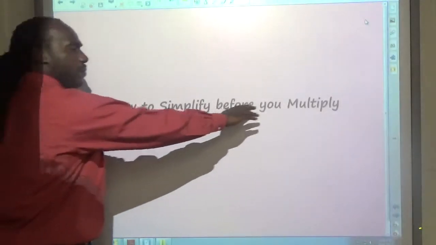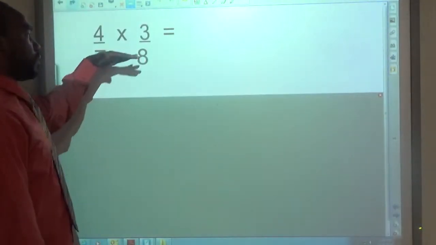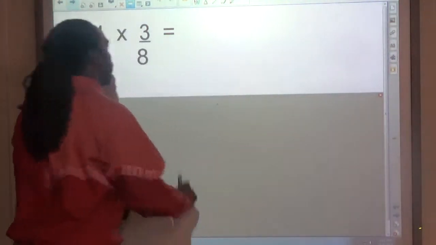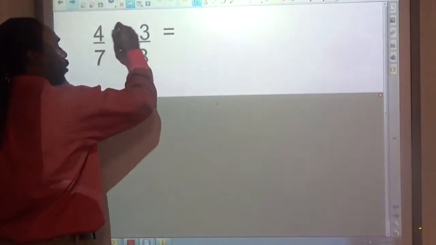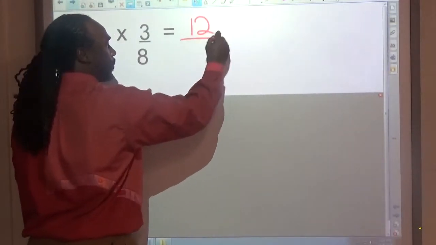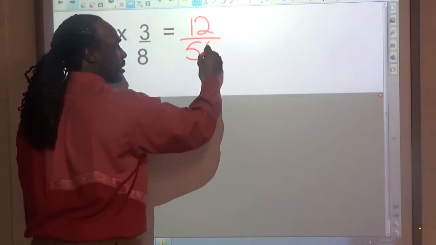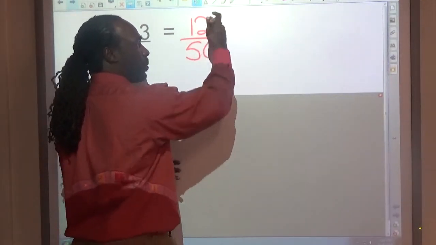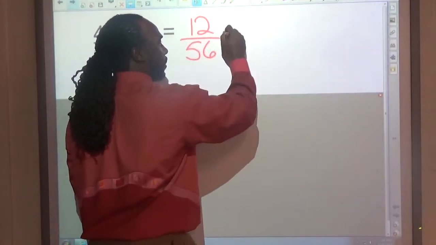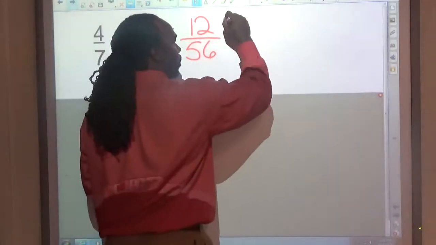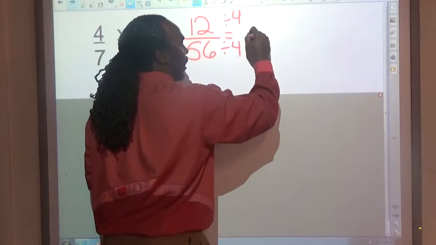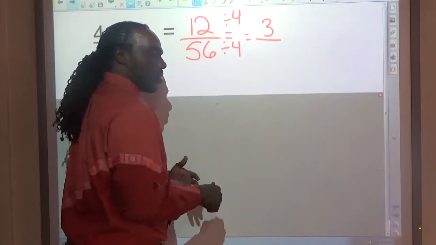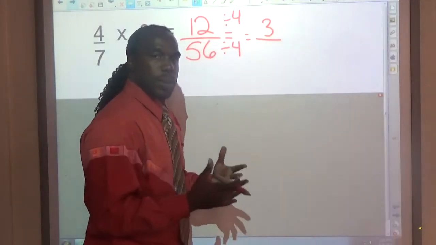Alright, so how do you simplify before you multiply? If you look, the fraction that we have here is 4/7 times 3/8. So normally what I was showing you is to multiply straight across. 4 times 3 is 12. 7 times 8 is 56. And then to simplify, you have to know in your head what number goes into both 12 and 56, and I believe that number would be 4. Now we get 3, and let's see, 56 divided by 4. But all that work, it seems there's a simpler way to get it.